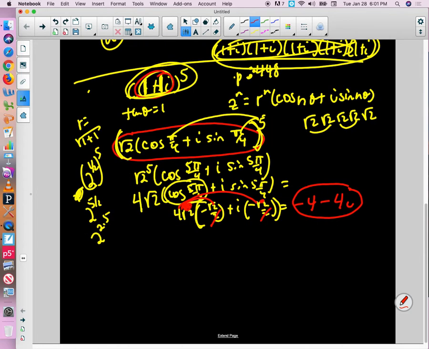Okay, so now let's do 107. Sorry. 107 is 1 plus i to the third power. So I'll have the same modulus and angle on your homework problem.